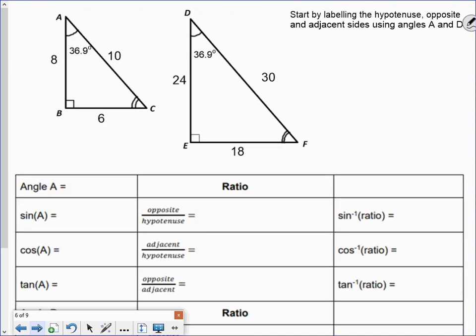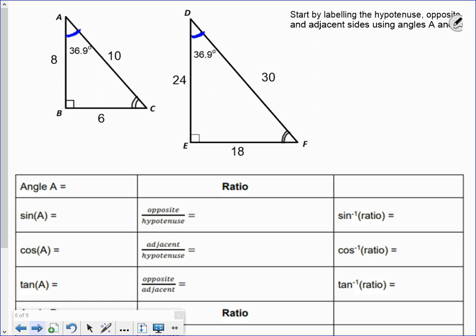Okay, so here's a little activity we're going to walk through. We've got two triangles here, triangle ABC and triangle DEF. We are going to want to label the hypotenuse, the opposite and adjacent sides using these angles A and D that we've been given here. So this is angle A and angle D. And then we're going to want to do some calculations involving the sine and cosine and tangent ratios.